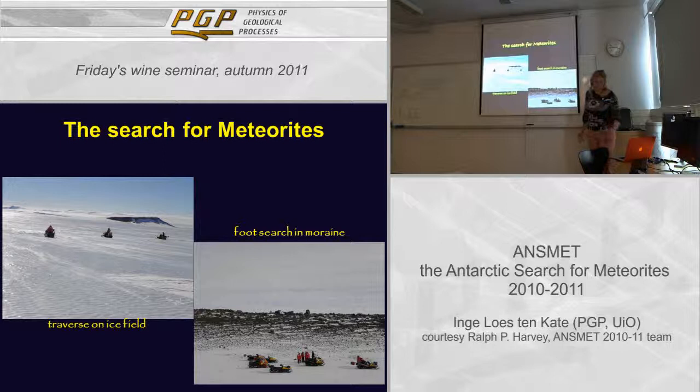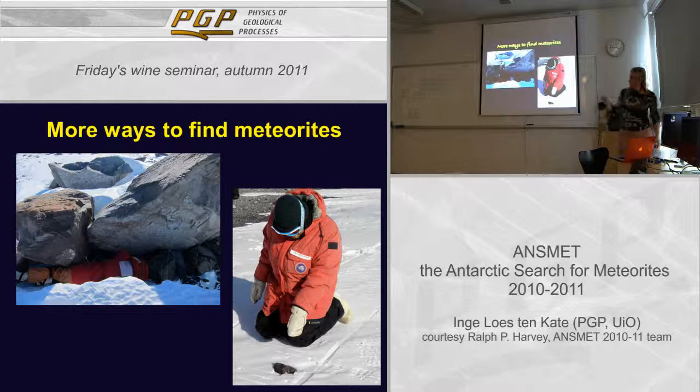So there are other ways for meteorites. Meteorites tend to somehow collect under rocks. So this is me hiding under a rock. This is our expedition leader, Jim Kerner, because Rolf left halfway, he was the expedition leader. And he actually found the biggest meteorite, which was about this big, and he found it by driving over it with a skidoo.